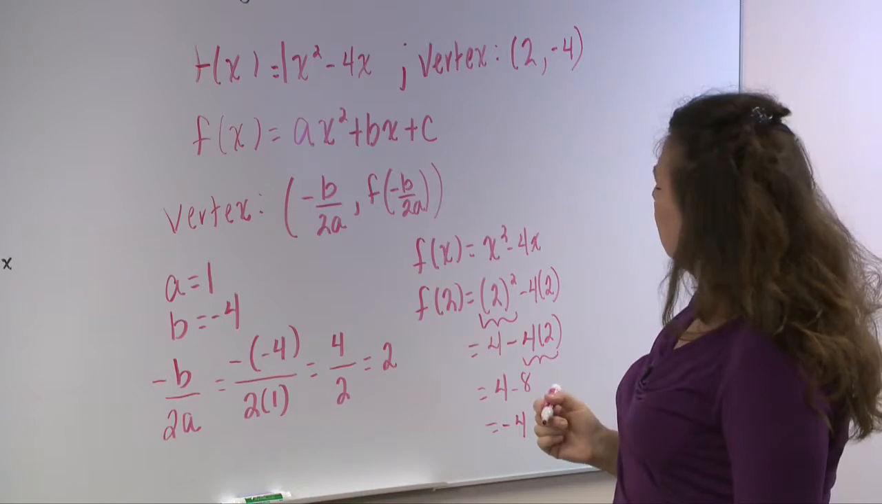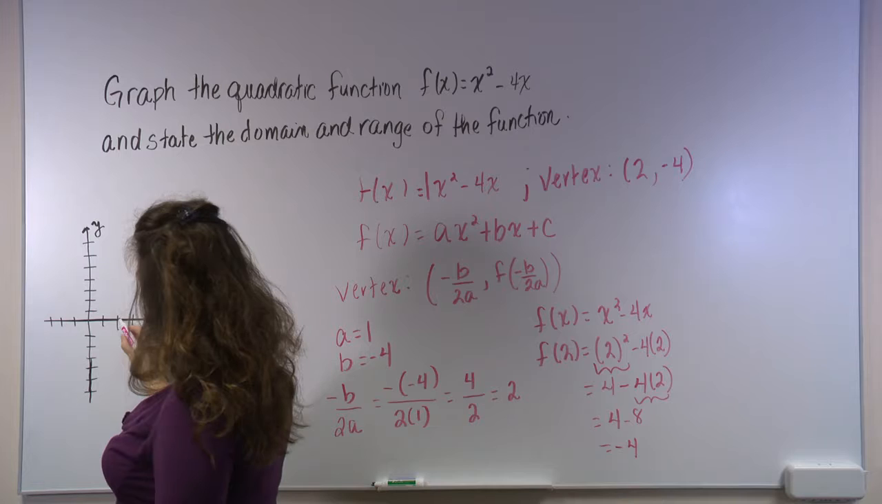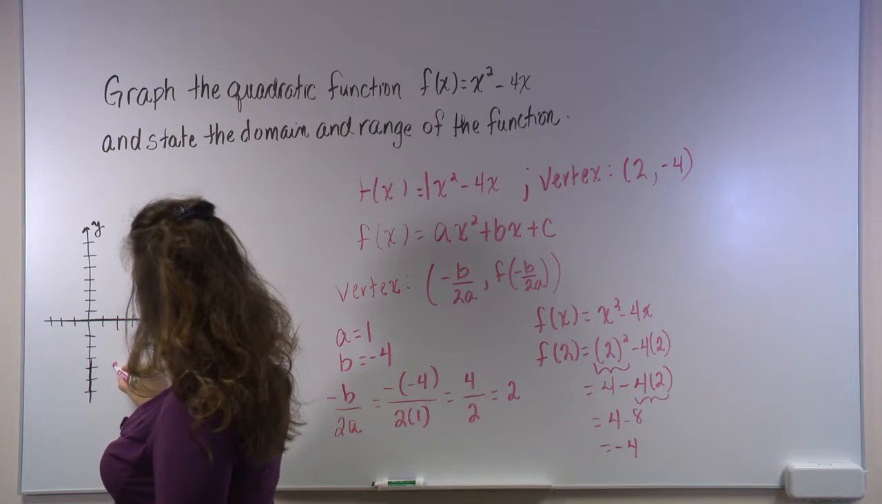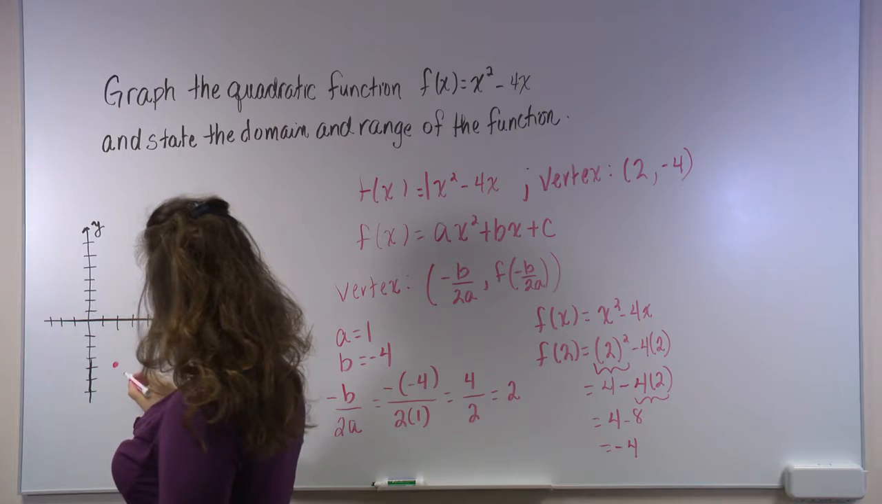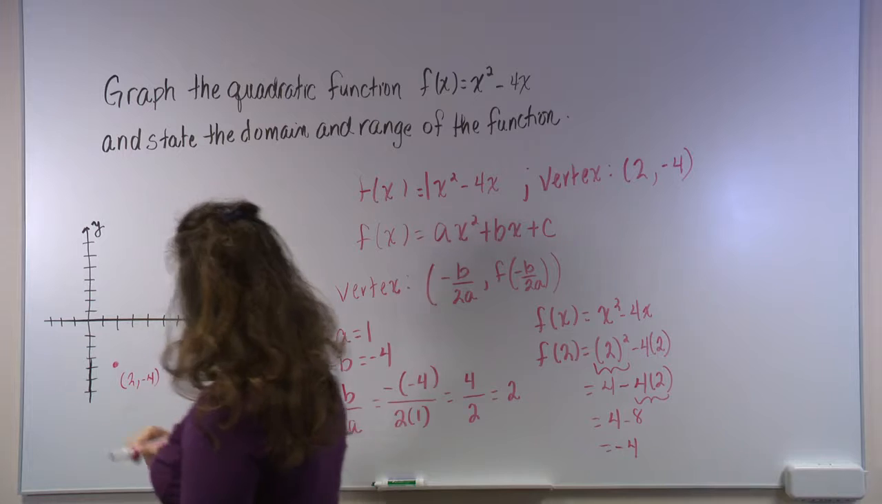So I'm going to go ahead and graph the vertex. So come over here. The x-coordinate is 2, and then down 1, 2, 3, 4. So here is the vertex of the parabola at 2, negative 4.